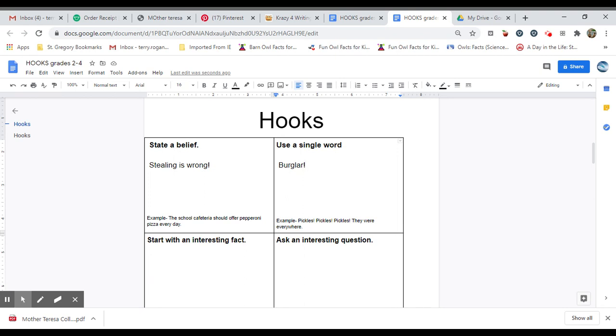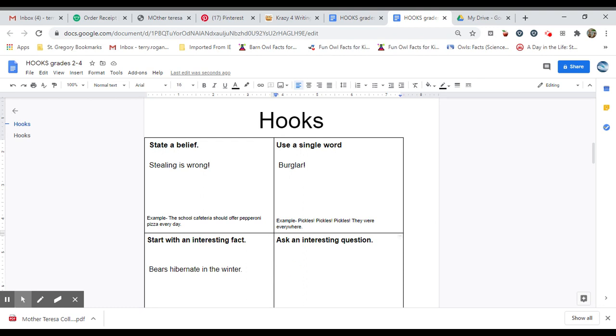So that might be what I would begin that story off with if I were going to use a single word as my hook. Or I could start it off with an interesting fact. So the interesting fact might be something like "Bears hibernate in the winter." And then maybe I could set up the story of Goldilocks and the three bears as a story that was set in the winter.